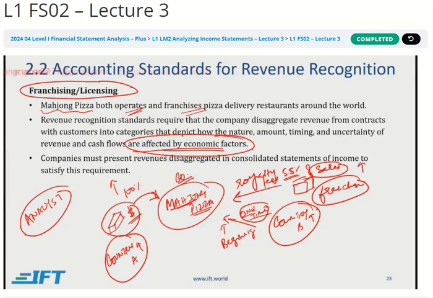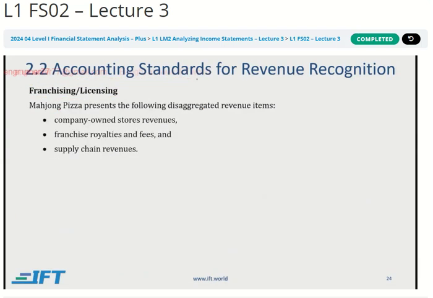And the company might not want to give it, but because of the accounting standards, they will have to give that breakup to us. So now with this Mahjong Pizza, they will tell us for their company-owned stores revenue separately, they will tell us for their franchise and royalty fees separately, and they will tell us for their supply chain revenue separately. Now, what is supply chain revenues?